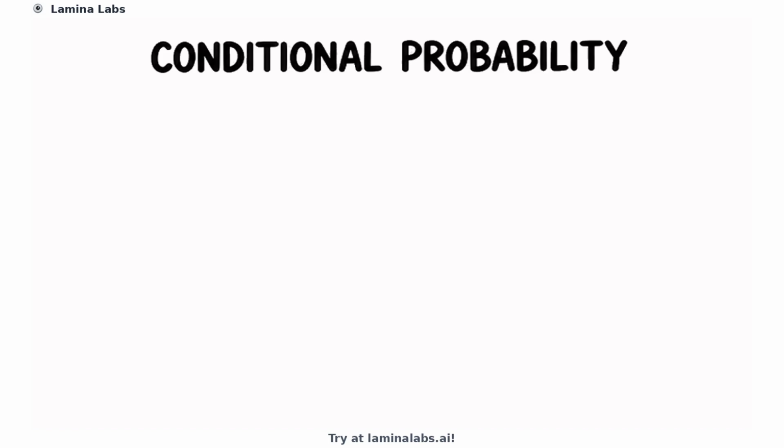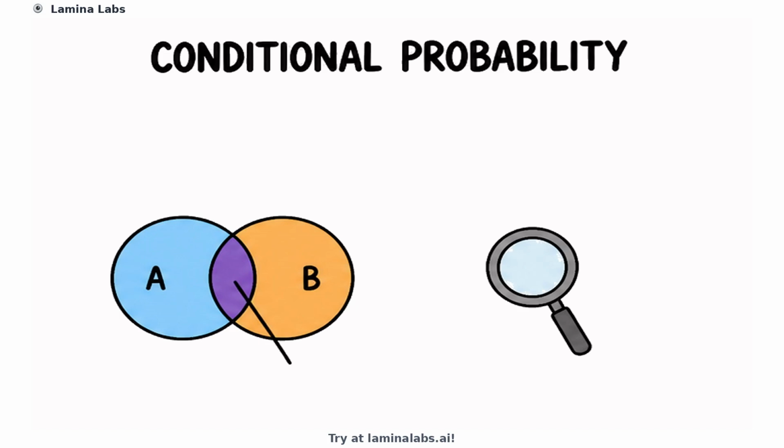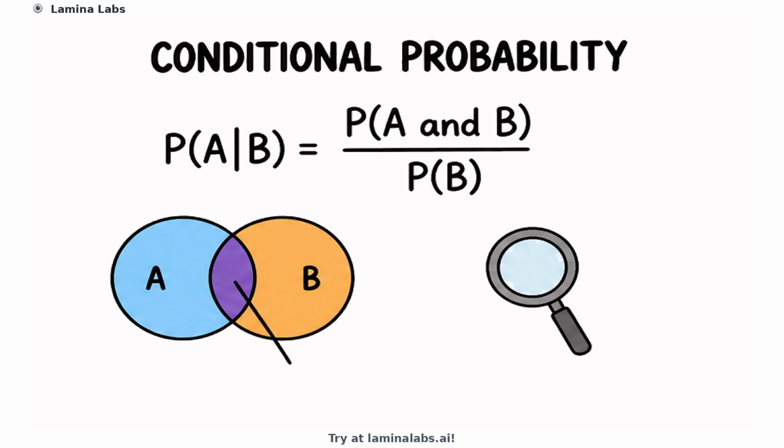Start with conditional probability. The probability of A given B is written P of A given B. It equals the probability that both A and B happen divided by the probability of B. This rescales the world to only the cases where B is true.